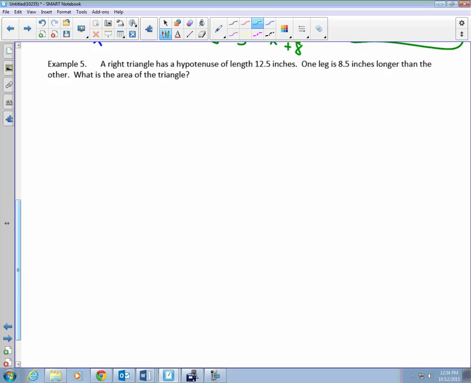She does? All right. Right triangle. Hypotenuse, 12.5. The right triangle. So I'm going to put that little thing there. Cool. One leg is 8.5 inches longer than the other. What's the area of the triangle? What to do, what to do, what to do. Pythagorean theorem, yes. Give me my labels first.